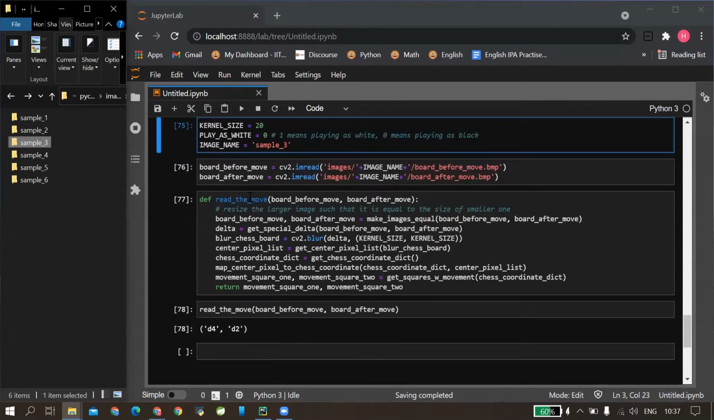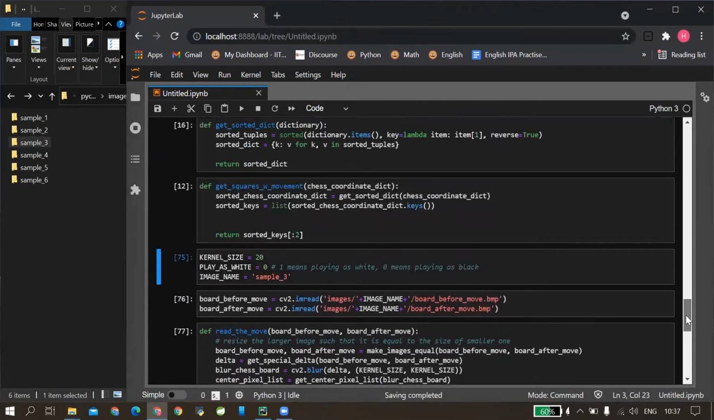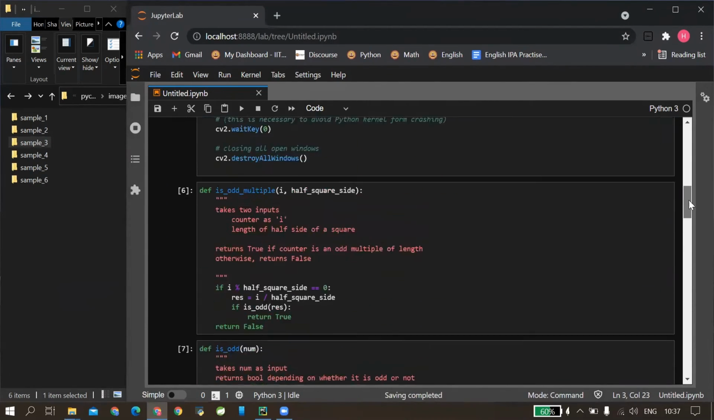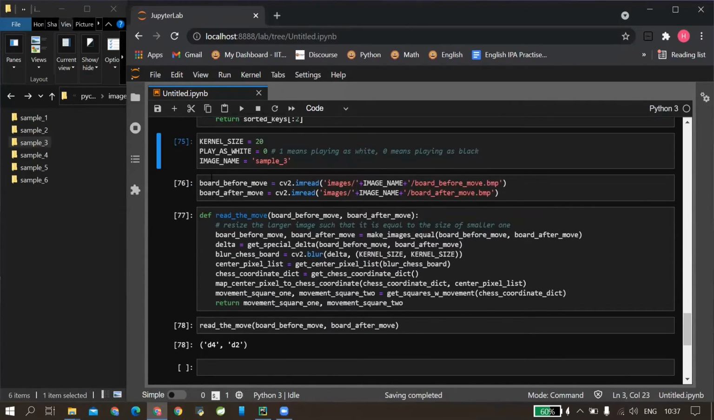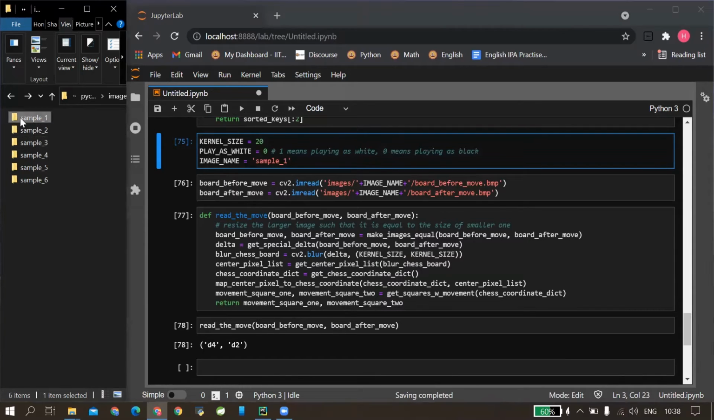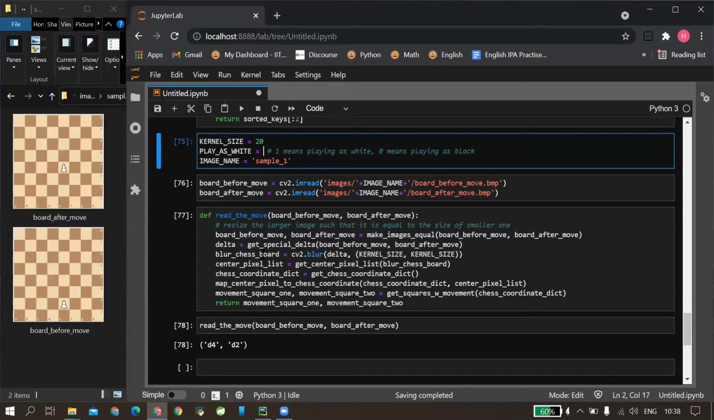Now, coming to the code part of the project, this is the main code for my project. There are helper functions that I've defined above the code, but we'll focus on this part right now. And let's run the sample 1. Since we are playing as white in sample 1, we'll say sample 1 and play as white.